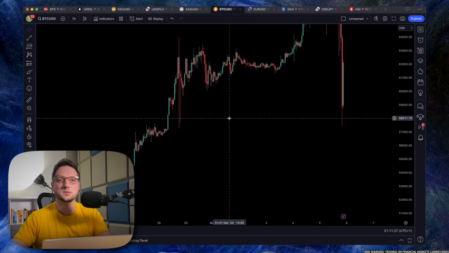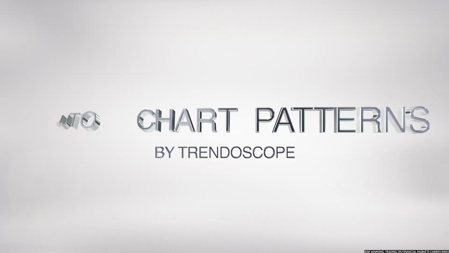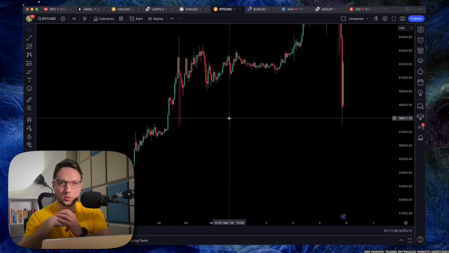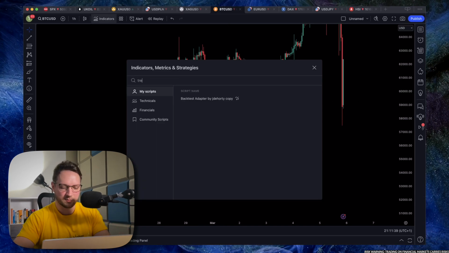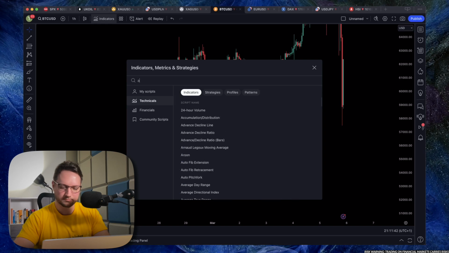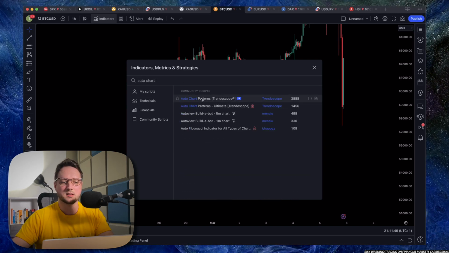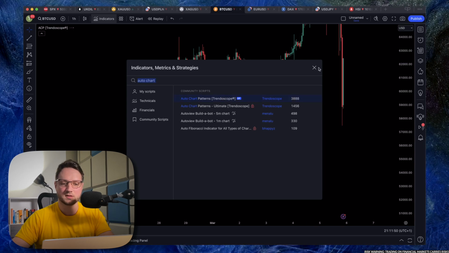So the third indicator is another from the section of indicators that will help us automate a big chunk of our work as a trader. So let's go to the indicators again and type Autochart. And this is the Autochart Patterns by TrendScope. Hit that.